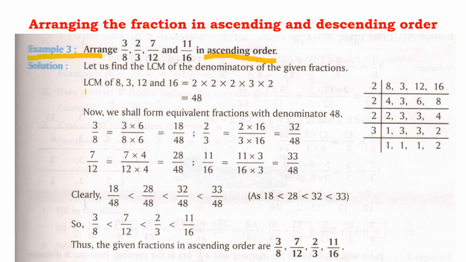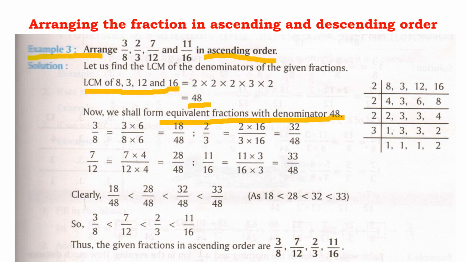The LCM of 8, 3, 12 and 16 is 48. Now what will we do? We will form equivalent fractions with denominator 48. It means for all the fractions the denominator should become 48 so that they all become like. Once they are like, it is very easy to compare.